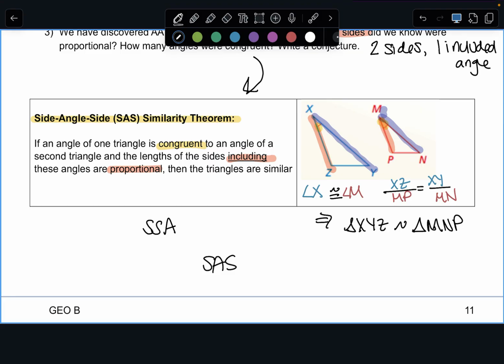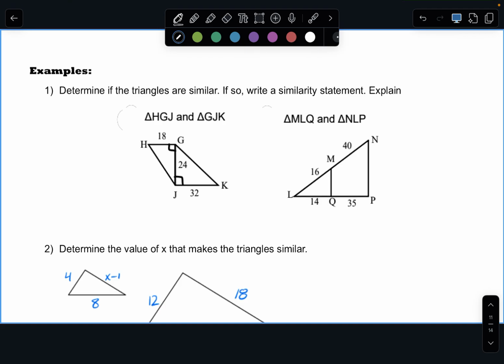Okay? So let's do some examples. Again, on your test, there's going to be like four problems. That's like a bunch of pictures, and it says, are these triangles similar? You would say yes or no, tell me the theorem, and write the statement.